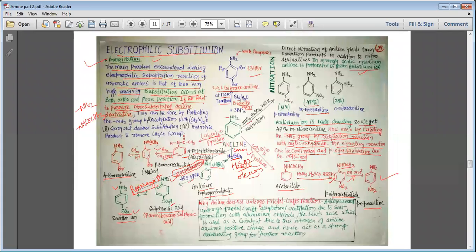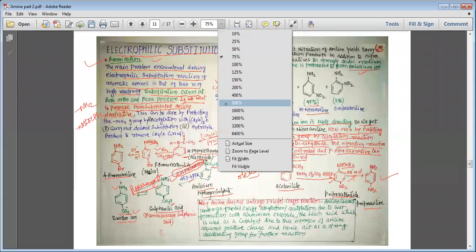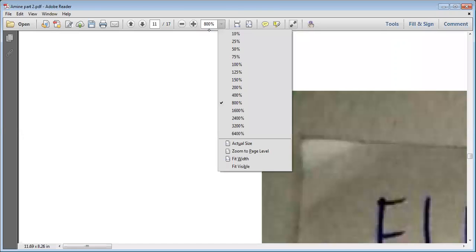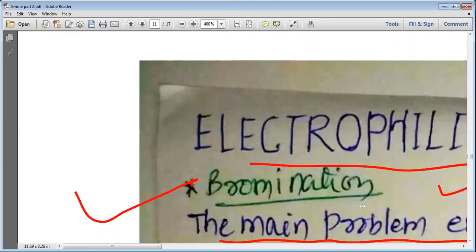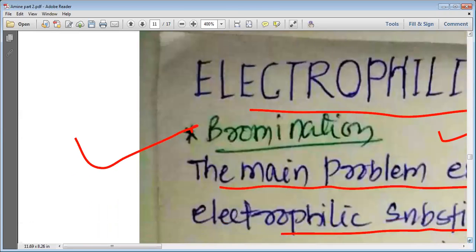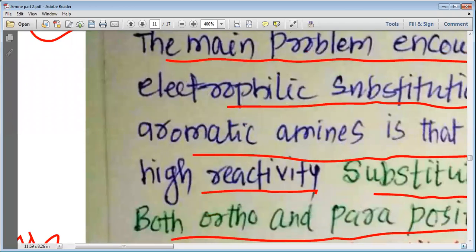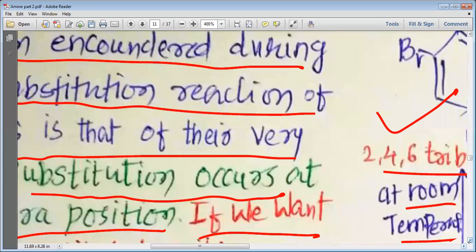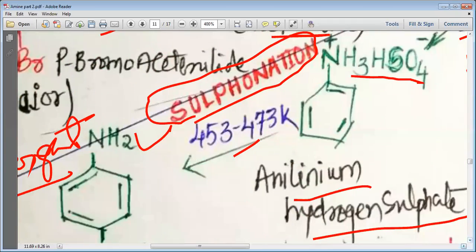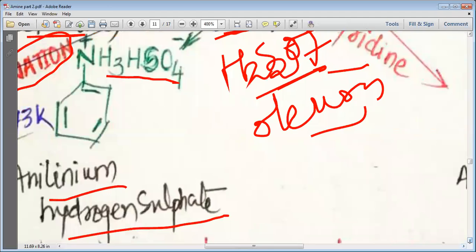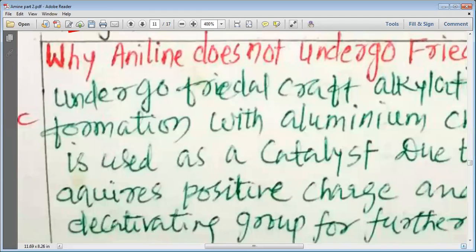Aniline generally gives nitration, bromination, sulfonation kind of reactions. But there is one very important electrophilic substitution reaction that we have not discussed in the case of aniline. Let us find out why we did not discuss a very important reaction, which is known as the Friedel-Crafts reaction. So why we did not discuss the Friedel-Crafts reaction of aniline, that is what we want to study here.